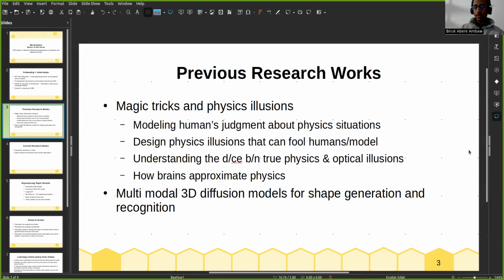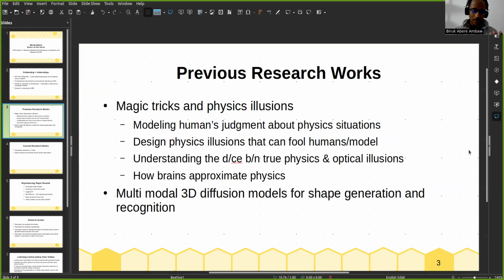During MIT, I did a lot of computer vision research, and I would like to explain two of the core researches that I did. One of them is Magic and Physics Solutions. This is a cognitive science and computer vision research that helps to understand and model humans' judgment about physics scenarios, whether or not some object relationships would fall or remain stable.